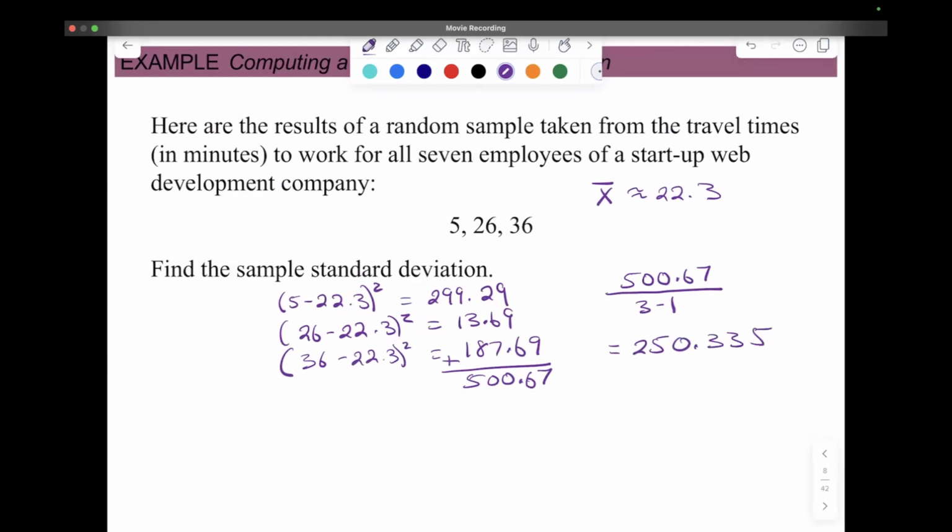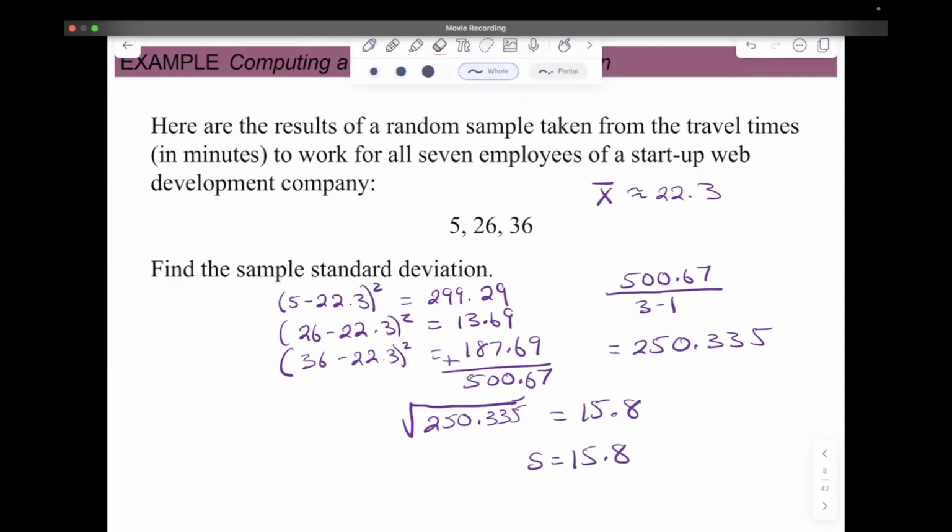Now take the square root of that answer. I'm going to take the square root of 250.335. So that is 15.8 approximately. My sample standard deviation, it's a lowercase s, but it's really hard to tell the difference between a lowercase and an uppercase. So just trust me, it's a lowercase s. So my sample standard deviation is 15.8.